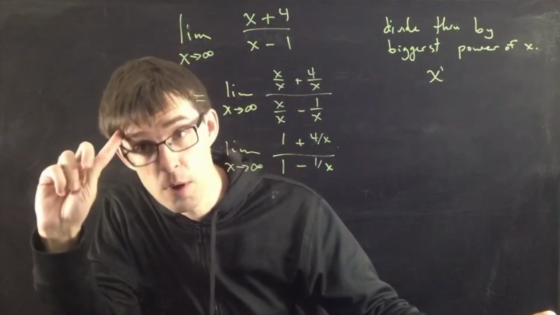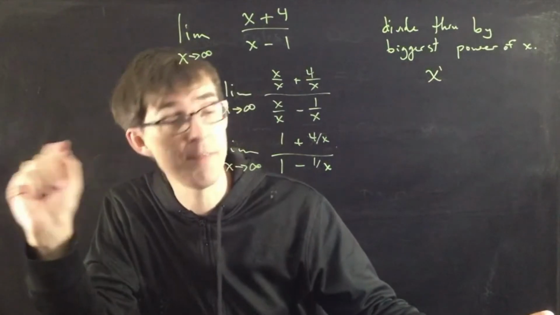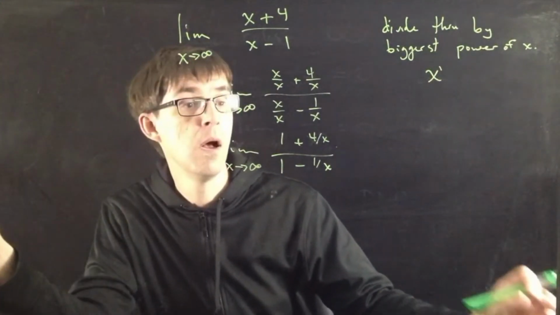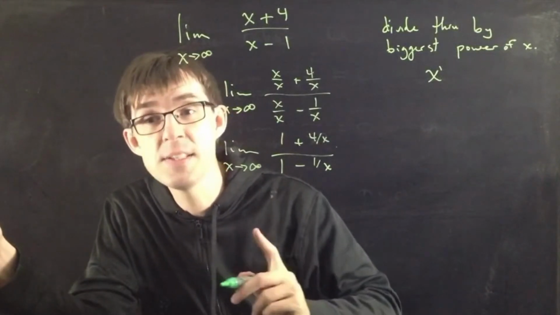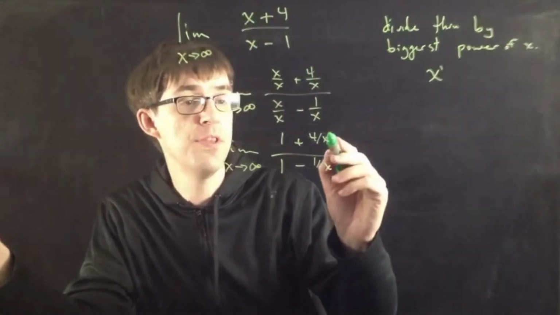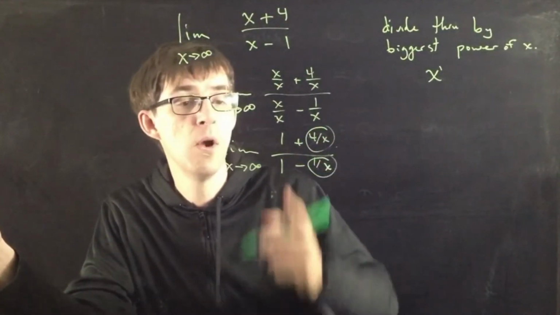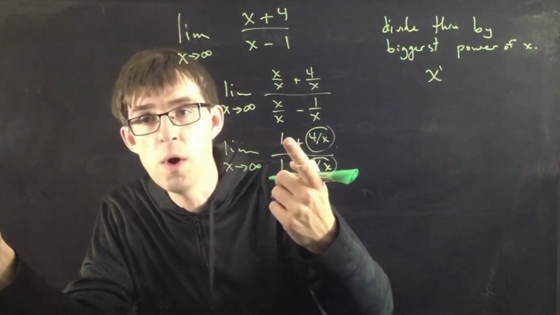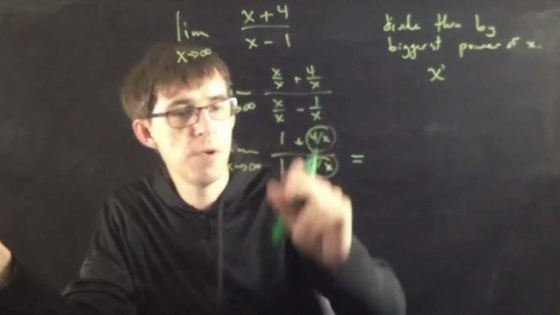Now, using your basic facts from before, we said that when you have the limit as x goes to infinity and x's are in denominators, those things go to 0. So this right here and this right here will both become 0 when we take the limit. What about these? Well, they're just 1. They don't change at all when we take the limit, because they don't involve x's at all.